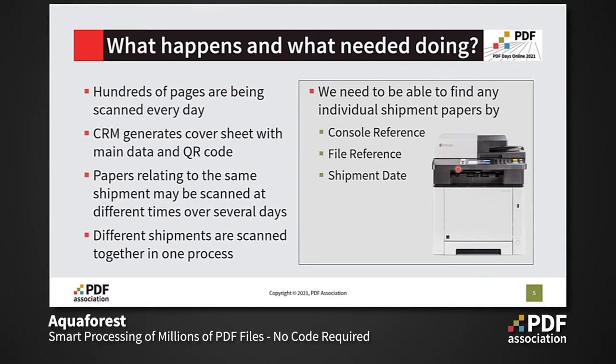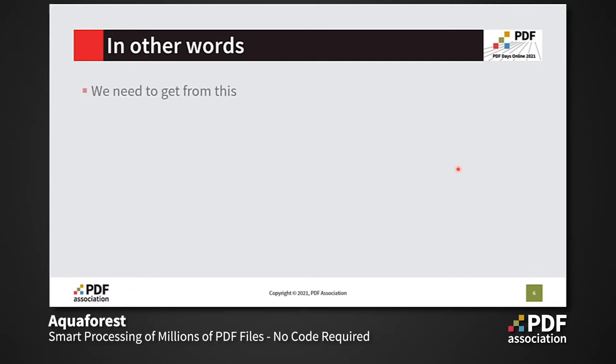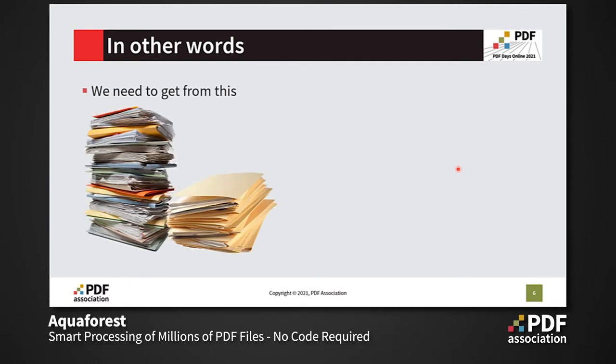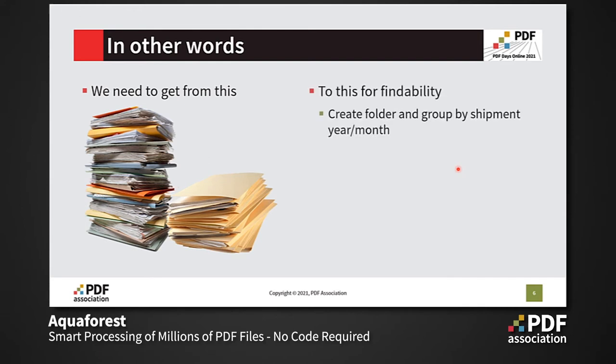So these are our three main critical data by which we want to be able to find anything at any time and quickly. So in other words, we need to get from a huge amount of paper, which currently the company keeps literally on pallets in huge boxes, labeled roughly with when they were kept, and puts them in the warehouse.